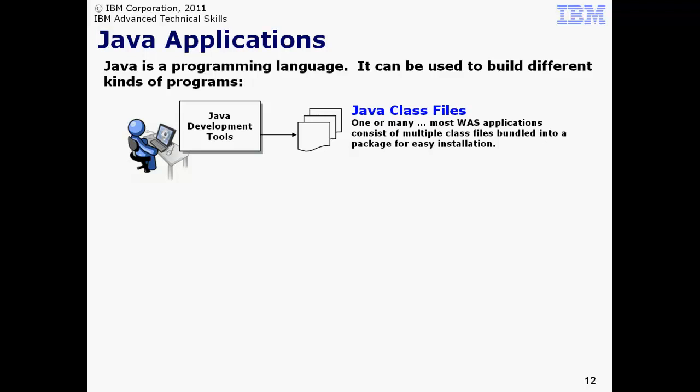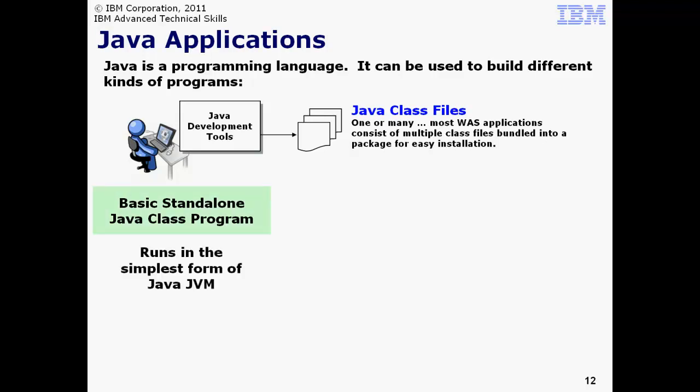The simplest form of Java program is the standalone Java class program. This typically consists of a single class file. These types of programs are not intended to be run in WAS, or more precisely, they don't run in WAS as a single class file. It is possible to wrapper them in some other class files, so they do run in WAS, but that's a topic beyond the scope of this video.